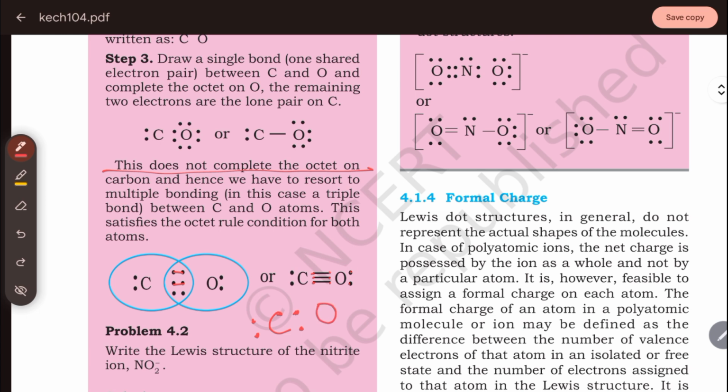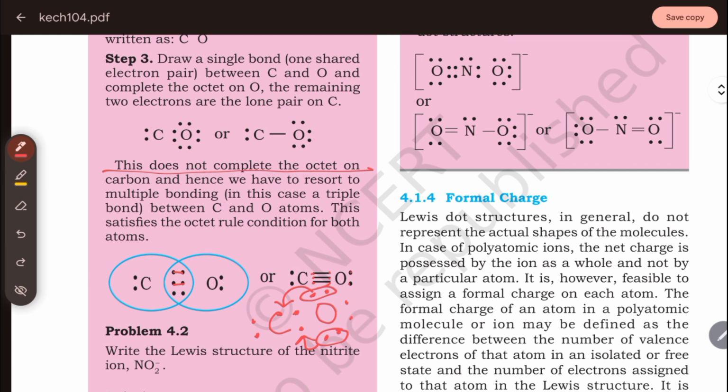ऑक्सीजन का क्या था? ऑक्सीजन का 6 कॉइन था. 1, 2, 3, 4 and 5, 6. So it was possible how when this lone pair was shared between carbon and oxygen and this lone pair was shared between carbon and oxygen.